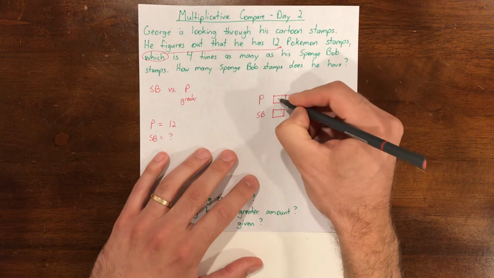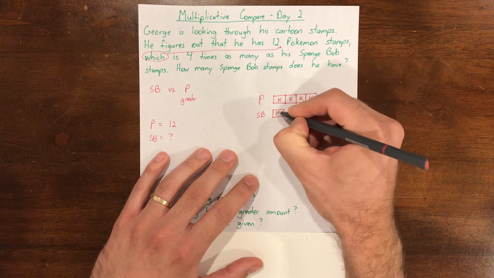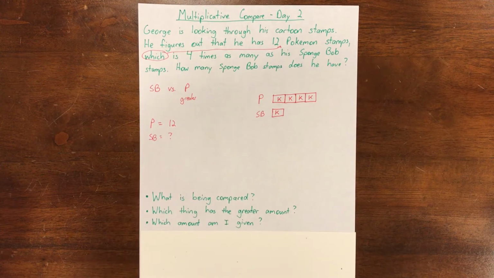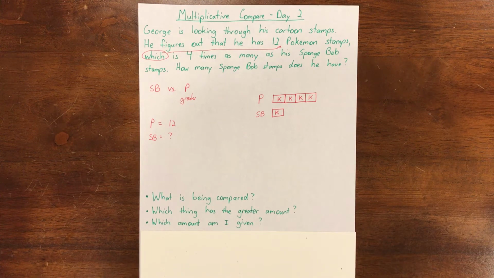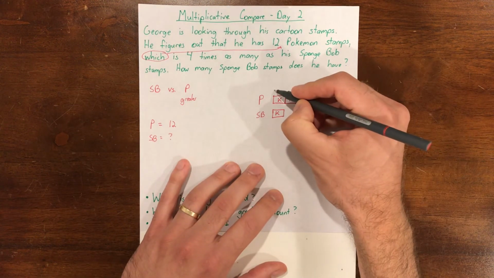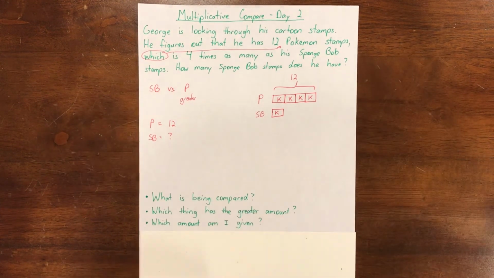Oh, a variable. Okay. I'll put a variable inside each group because the amount in one group is the amount of SpongeBob stamps, and we don't know how many that is. Okay, so what about the 12 for the Pokemon stamps? Where does that go? Say it out loud. Oh, right. The 12 is like the total. That's the greater amount, and that's how many Pokemon stamps we have. So we can put it right up there. Okay.